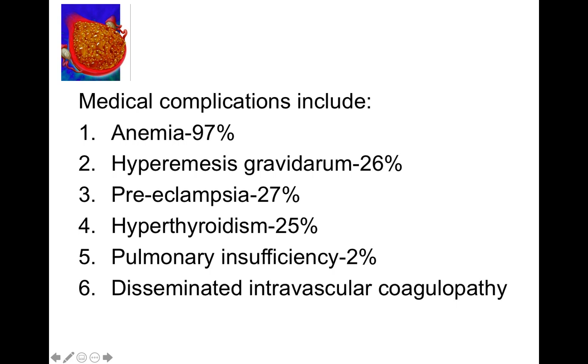Acute pulmonary insufficiency may result from pulmonary embolism, congestive heart failure due to preeclampsia, severe anemia, hyperthyroidism, and even your IV fluid overload.